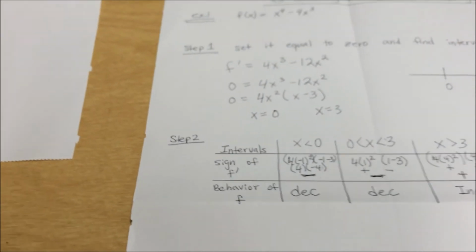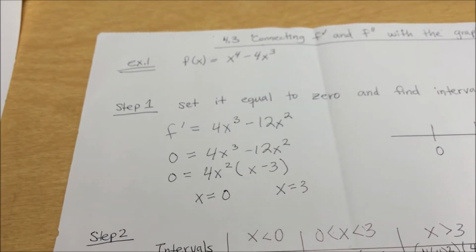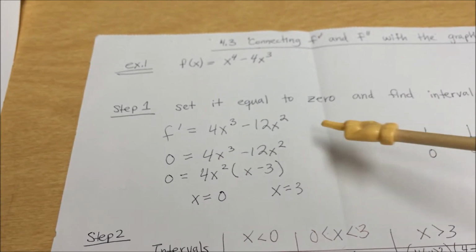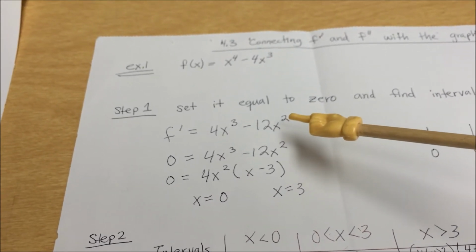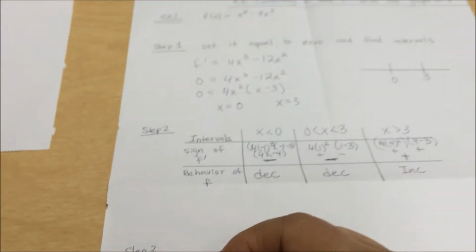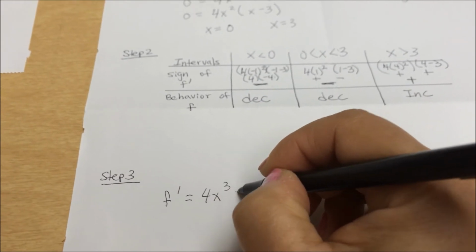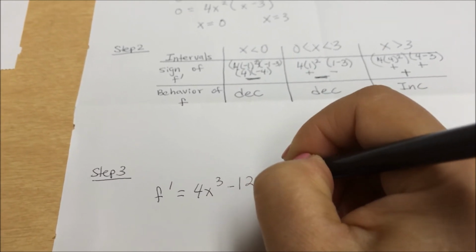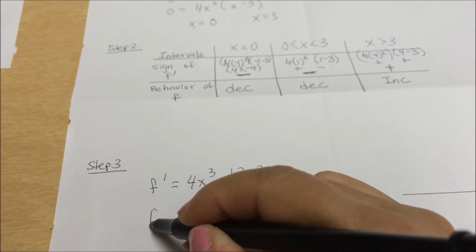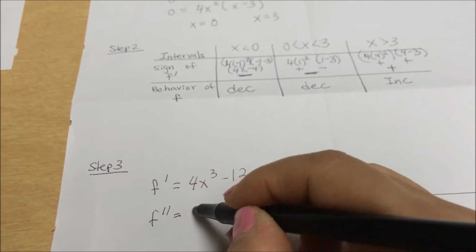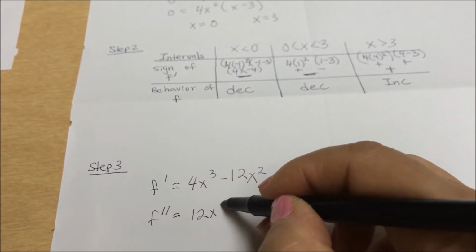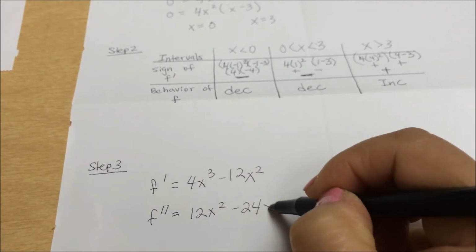Step number 3 is to take the second derivative. We took the first derivative, 4x to the third minus 12x squared, so let's rewrite that under my third step. Then we take the second derivative. f double prime is equal to 12x squared minus 24x.